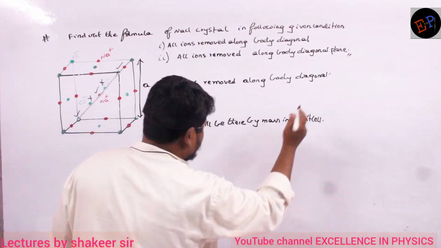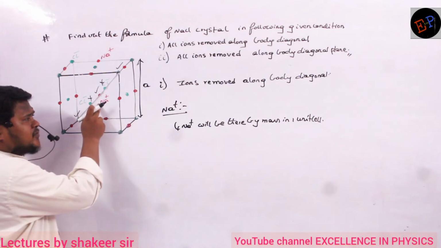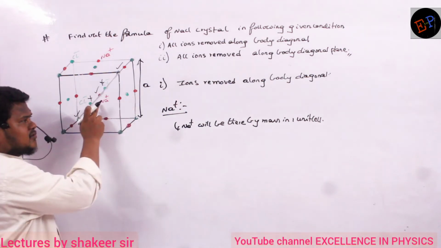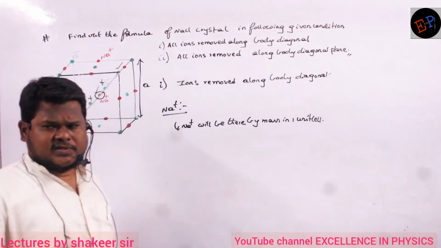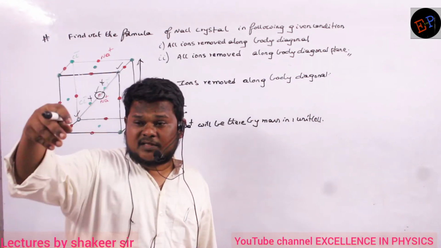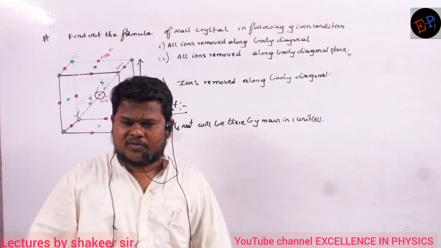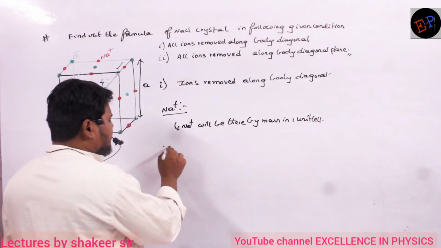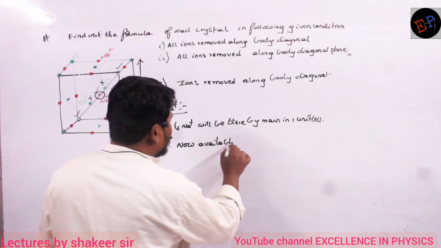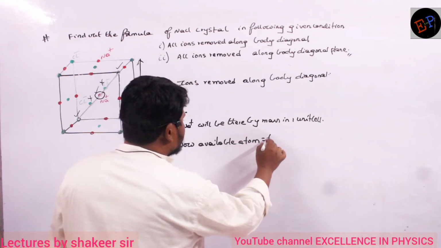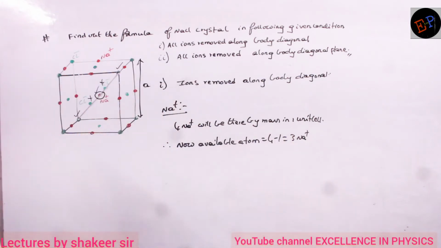Already we have studied this. Now from 4 Na plus, I have to remove one atom which is touching. The body diagonal is touching only one atom. What is the contribution of this atom? 100%. Why? Because it is present at the center, so the whole atom is present in that unit cell only. So contribution is 100%. Now available atoms after removing are 4 minus 1, which is only 3 Na plus. Are you able to understand?